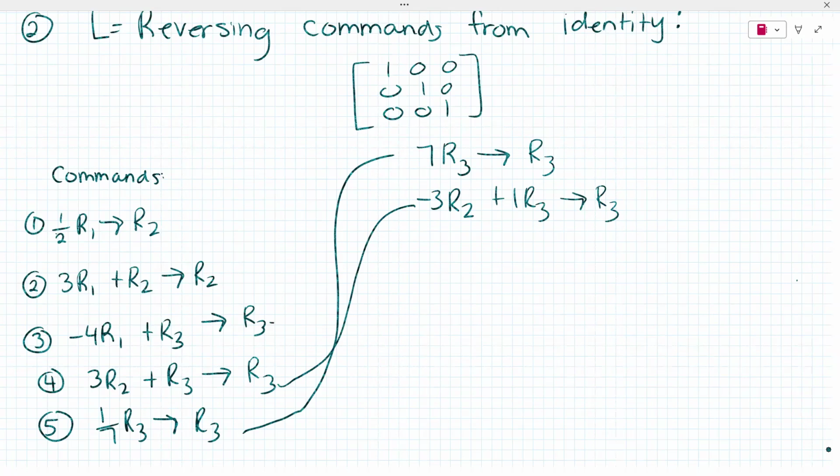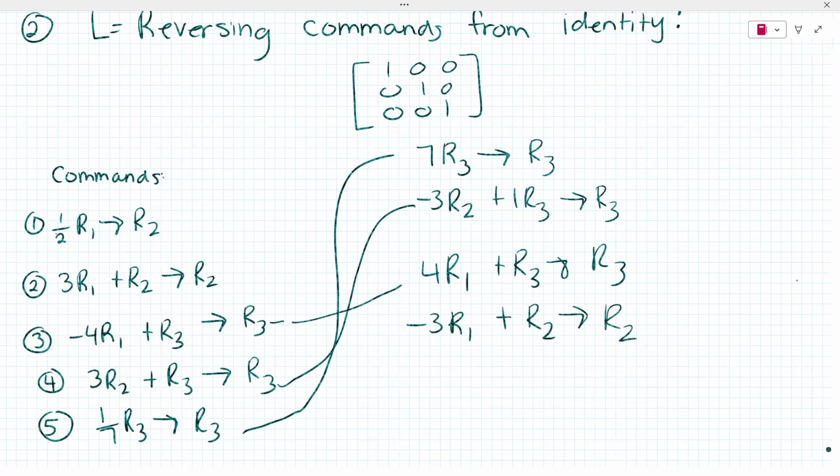Okay, the third command, instead of -4 row 1, it's going to be +4 row 1, and then 1 row 3 stays the same. And that gives us row 3. And then the second command, +3 row 1 plus row 2, instead of +3, you're going to use -3 row 1 plus row 2 gives us row 2.